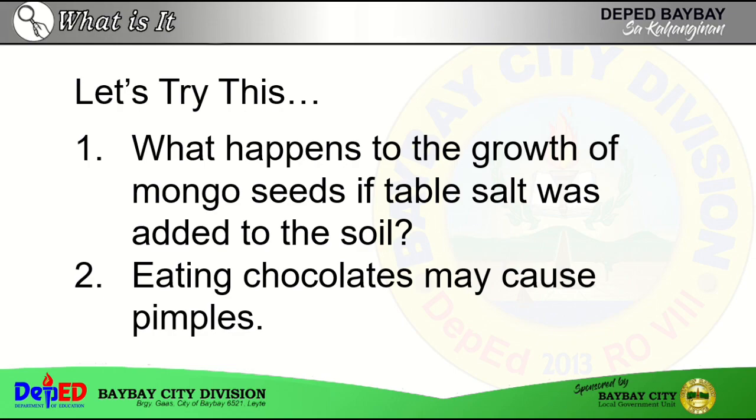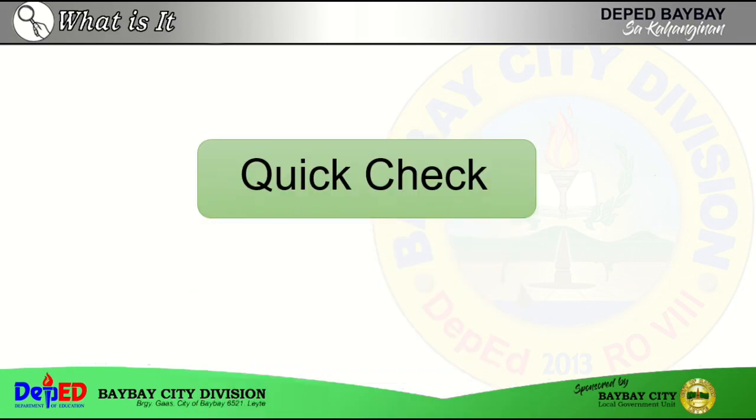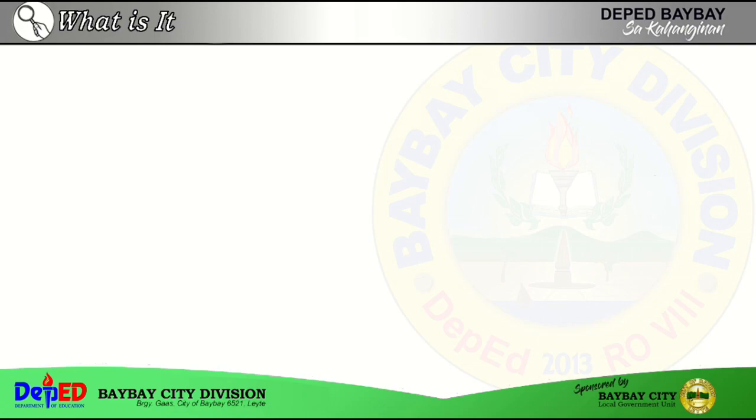How about making your own hypothesis? Let's try this on your module. Write your hypothesis for items 1 and 2 on your answer sheet. For a quick check, read and understand the context on variables and answer the questions on your answer sheet. Are you ready now to explore more? So, let's proceed.